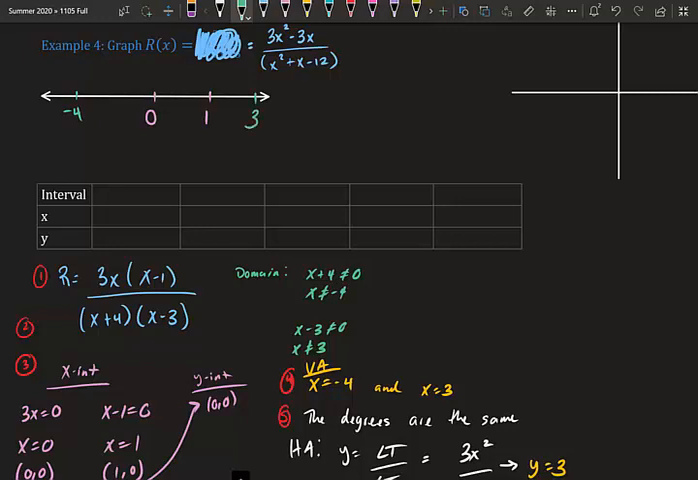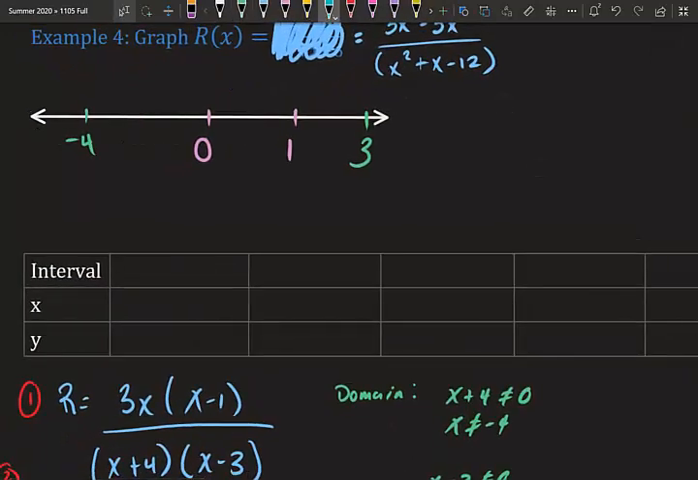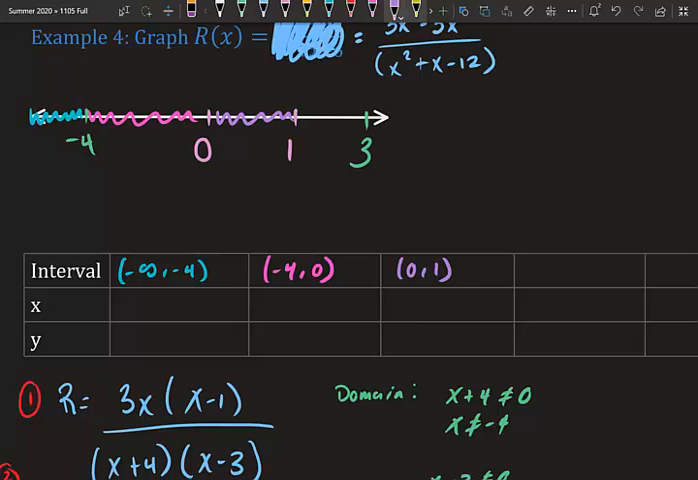Those are all of our x values. Now let's find our intervals. So our first interval is negative infinity to negative 4. Our next interval is negative 4 to 0. Next we have 0 to 1. 1 to 3, and last but not least, it's a little hard to see, that's okay, 3 to infinity.